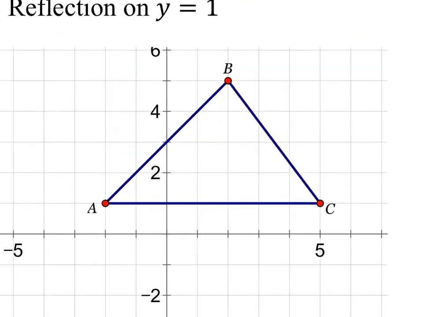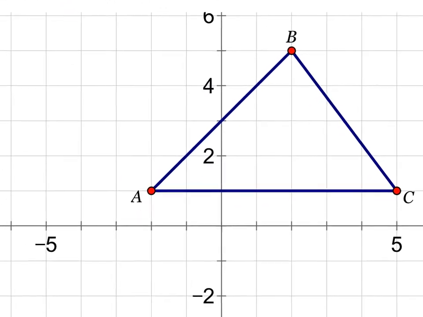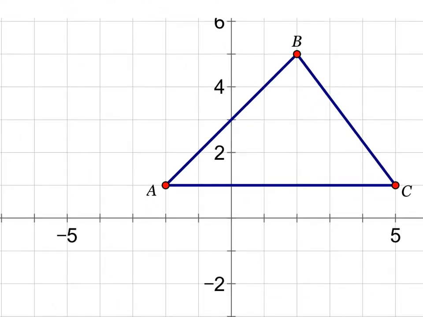Now we're going to reflect across the line y equals 1. Well, y equals 1 is this horizontal line right here. These are all the points that have the y value of 1. That's y equals 1. And so when a point is on the line of reflection, it's going to stay. This point's going to stay.